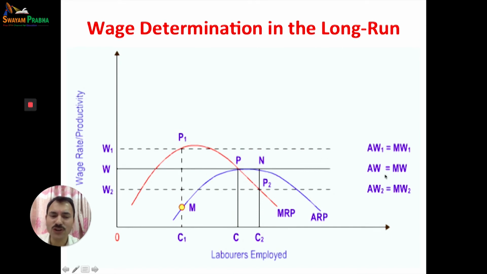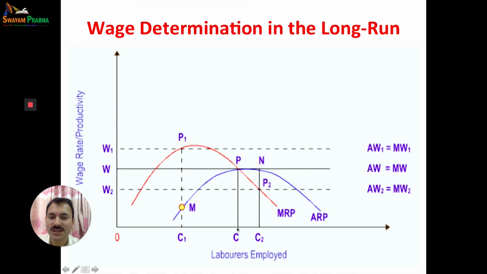Because the market is perfectly competitive, AW is equal to MW. We have studied that where AR is equal to MR, MC cuts MR from below. But here, average revenue product is equal to the price of the factor of production which we are paying, and this is the marginal revenue product. In the commodity market, we discussed that AR is equal to MR, MR is equal to MC, and MC cuts MR from below. But here it is totally reversed. Here, ARP is equal to MRP, but MRP cuts ARP from above, and this is the point of equilibrium.